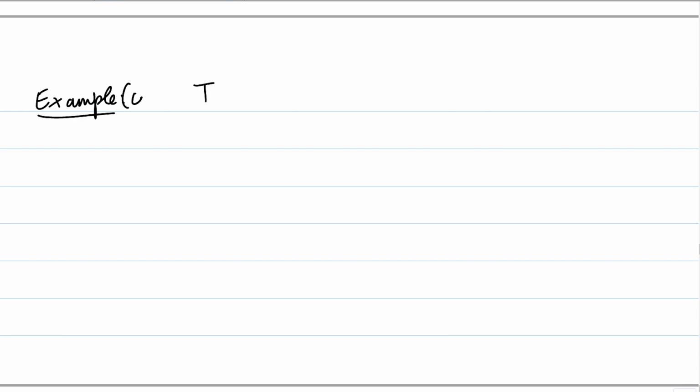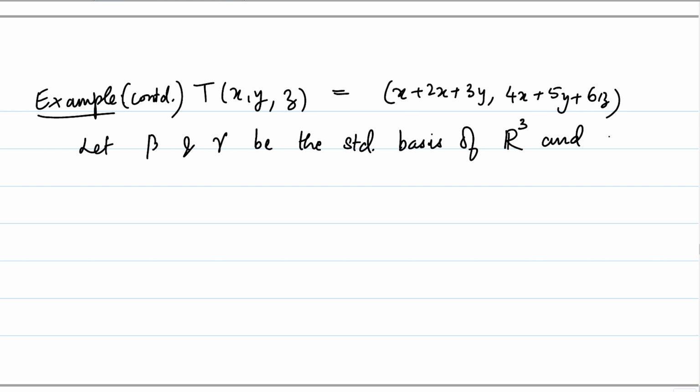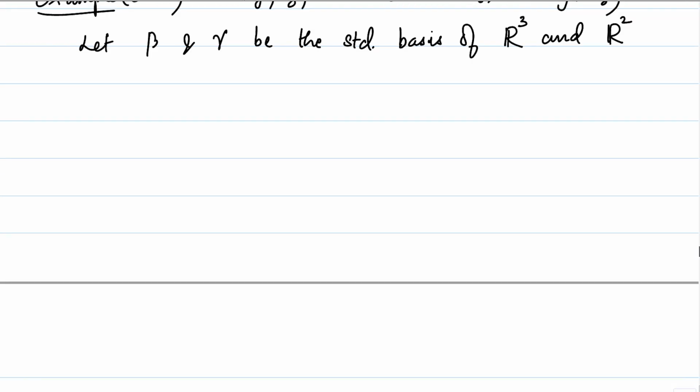Maybe we should just go back to the example that we were considering. If you recall, I'll put a continued to remind you that we were already looking at this. This was T of x, y, z equals x plus 2y plus 3z, 4x plus 5y plus 6z. With respect to the standard basis, let beta and gamma be the standard bases of R3 and R2. Notice that such a linear map could also have been defined between C3 and C2 as complex vector spaces, but let's focus on R3 to R2.